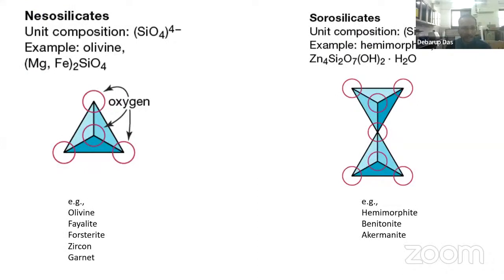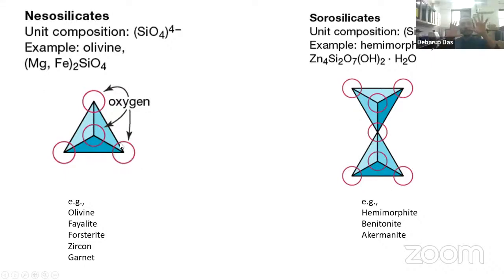What is nesosilicate? It is one tetrahedra, another tetrahedra, and those are disjoint. There is no sharing of oxygen between different tetrahedra. In nesosilicates, there is no sharing of oxygens. They are isolated. All the tetrahedra are isolated. And the unit composition is SiO4 4 minus. How? Because you have one silicon bound to four oxygen atoms. So SiO4: oxygen has 2 minus, so 4 into 2 minus is 8 minus, and silicon has 4 plus, so 4 minus overall. The examples are olivine, pyrope, phosphorite, zircon, garnet, all these things.